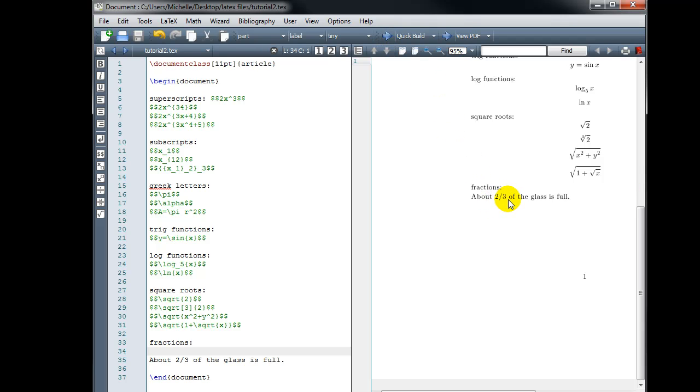So I am displaying the fraction 2/3, but I want it to look more like a fraction, where we have the numerator, a horizontal bar, and then our denominator. So let's try putting the 2/3 in math mode and see what happens. When I build that, nothing changes. Okay, so there is a special command to type a fraction, and it's not just the forward slash.